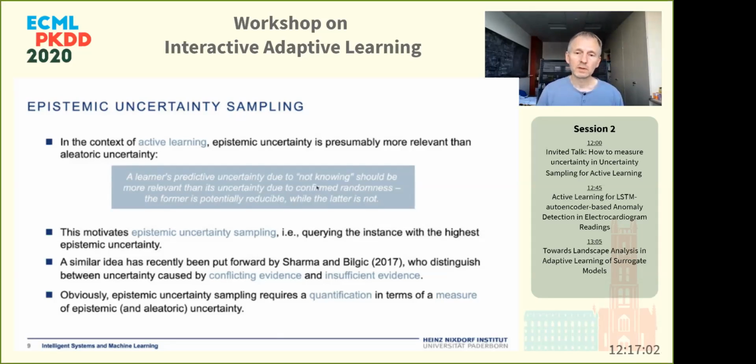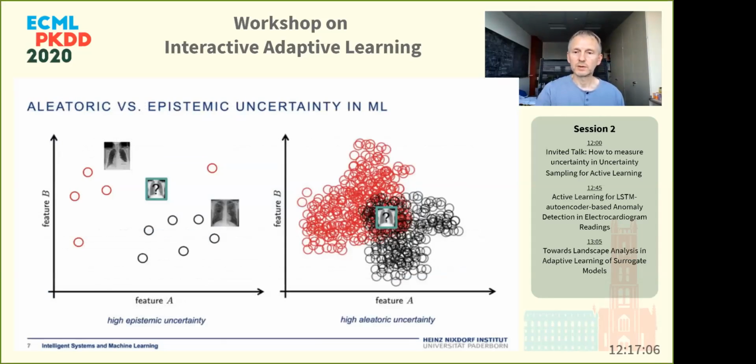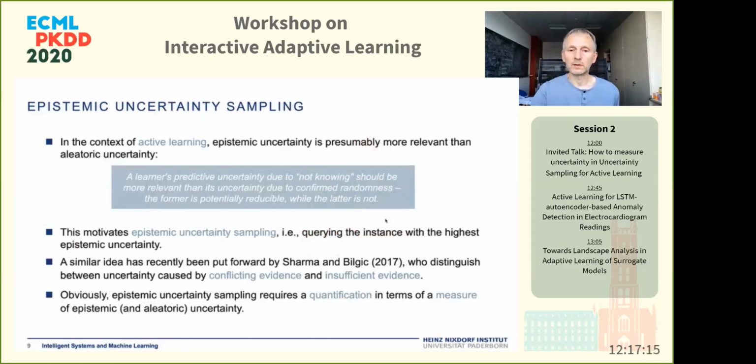So it doesn't make sense, for example, for an active learner to always query in a region, as we have seen here, where the probability is indeed 1/2, 1/2, but you know it's 1/2, 1/2, and it won't get better even by querying new data points.